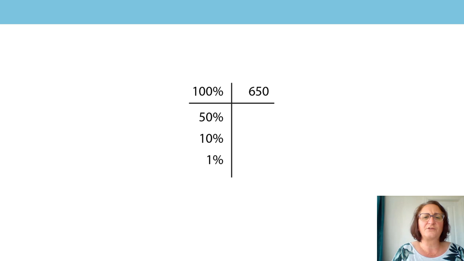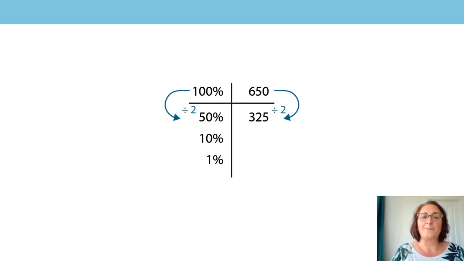Half of 650, how might we do that? Half of 600 is 300 and half of 50 is 25. So 50% of 650 is 325. Let's check.